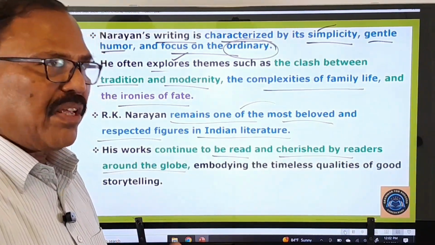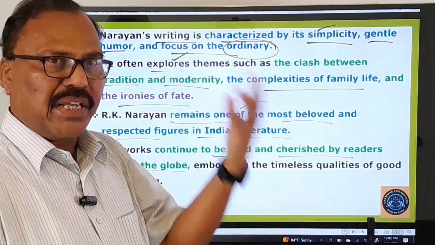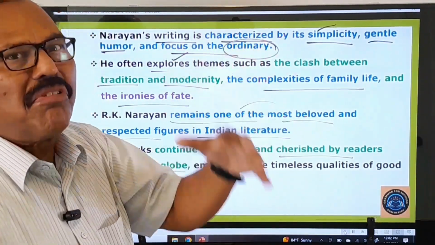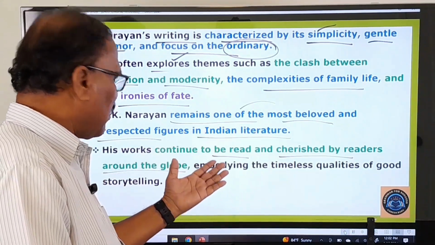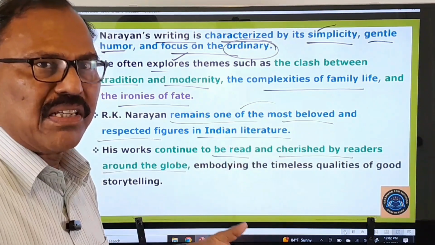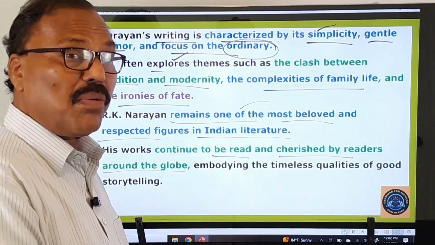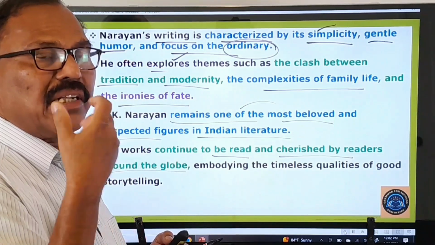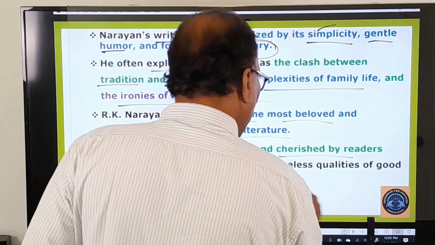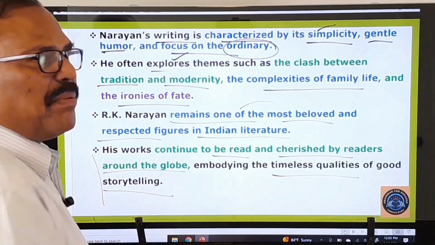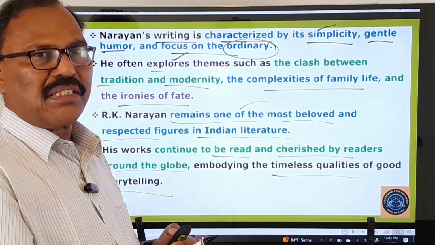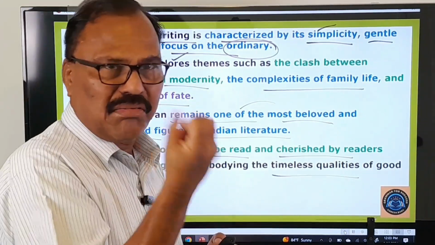So even today in BA literature or in MA English literature, his works are prescribed for study, and therefore students across the world are studying R.K. Narayan, reading his books. They are also enjoying his short stories and novels across the globe. Across the globe means throughout the world, the readers are finding some kind of pleasure in his writings, embodying the timeless qualities of good storytelling. So everybody likes reading the stories. All his stories are very, very interesting, very, very humorous, and who will get bored of those writings?